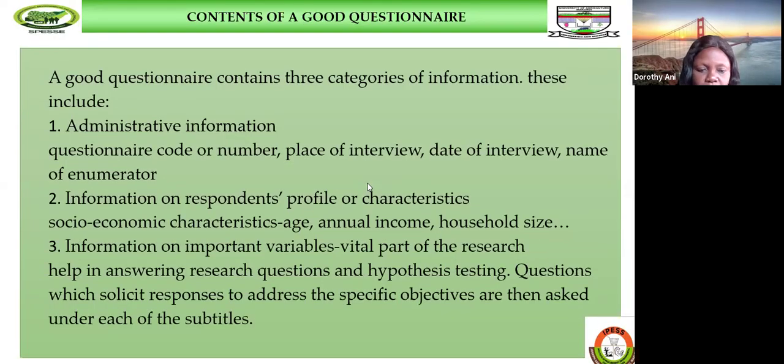Is there any question? So I think from here, nobody will be in doubt of what a questionnaire is all about and how to prepare a good questionnaire. If you have any question concerning the questionnaire, please tell me.